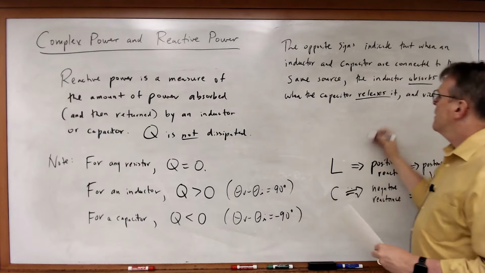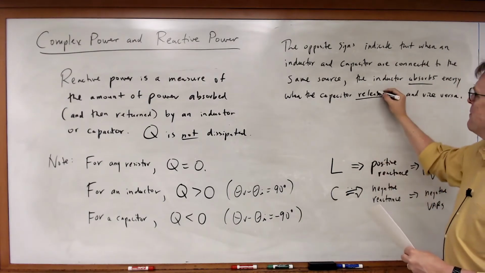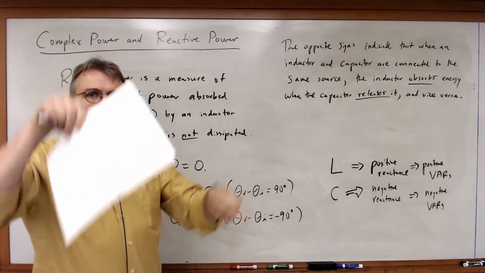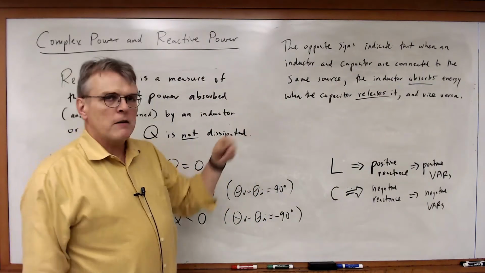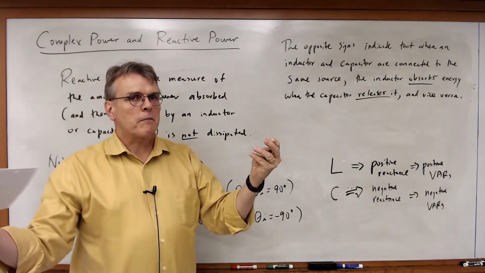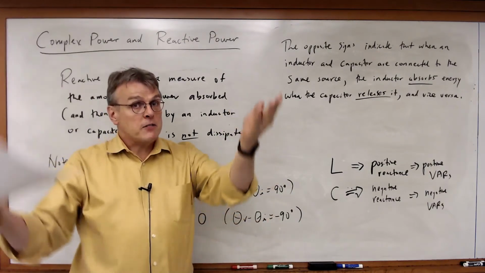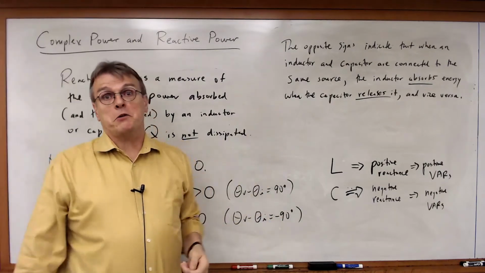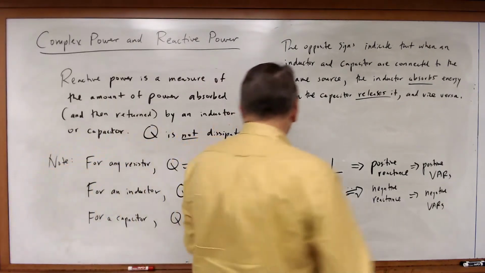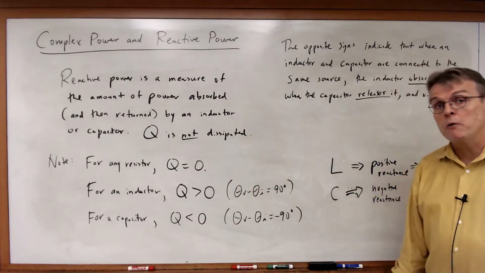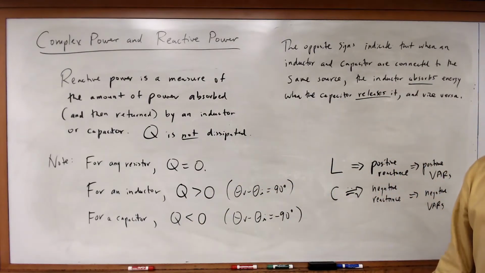So in other words, capacitors and inductors do the same thing. They both absorb and release energy, but they do it opposite of each other. When the inductor is absorbing, the capacitor is releasing. When the inductor is releasing, the capacitor is absorbing. So they're always essentially operating out of phase with each other. And that's what these positive and negative values for Q indicate for our reactive power.